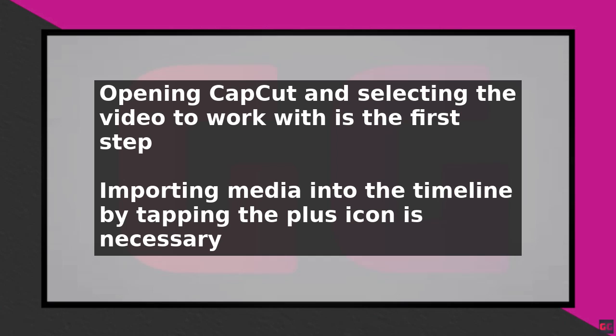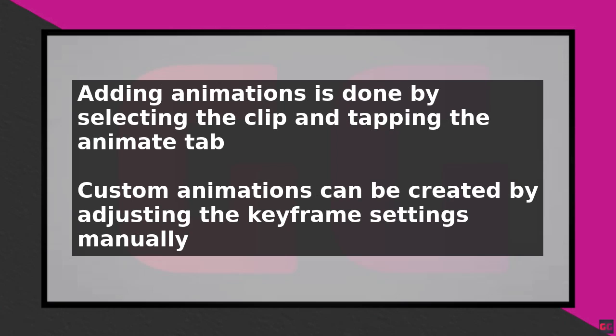To add animations, select the clip you want to animate and tap the Animate tab. Here, you will find a range of preset animations, including fade, slide, and rotate. You can also create custom animations by adjusting the keyframe settings. Keyframes allow you to specify the starting and ending points of an animation, giving you full control over the animation process. To add a keyframe, tap the plus icon at the bottom of the screen and adjust the settings as needed.